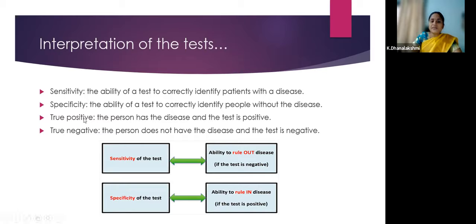So what is true positivity? The person has the disease and the test is positive. So there is no doubt. True negativity: the person does not have the disease and the test is negative. So this is how we need to interpret each and every rapid test. This is the basic principle of rapid diagnostic tests. Now we go to some clinical scenarios.